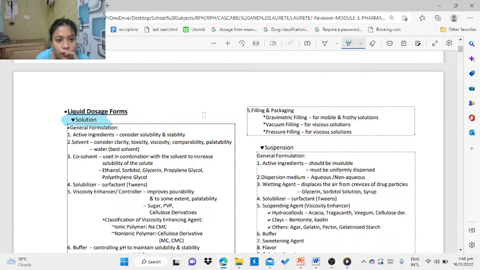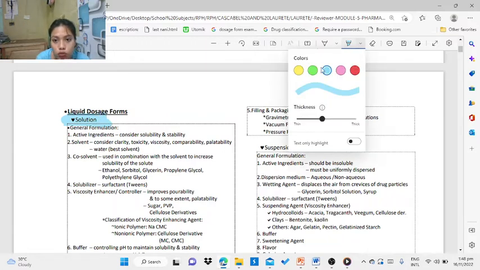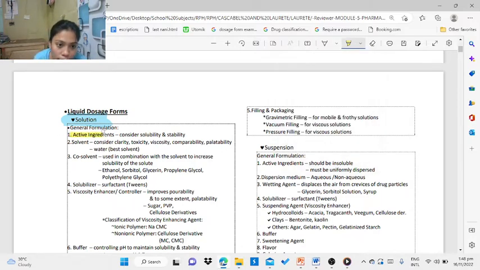a solution. The general formulation is that it must have active ingredients and solvent.